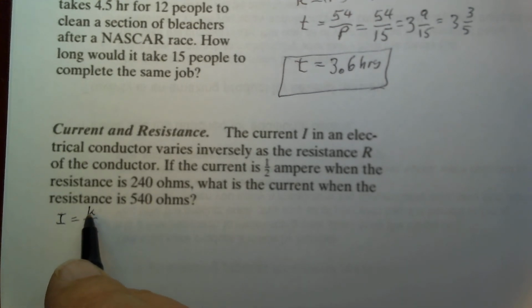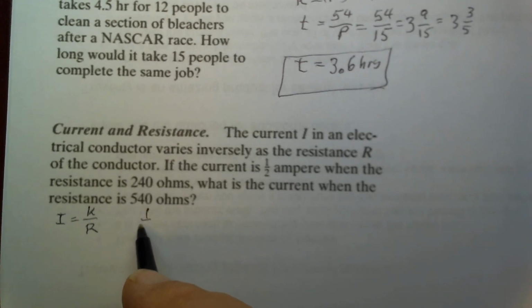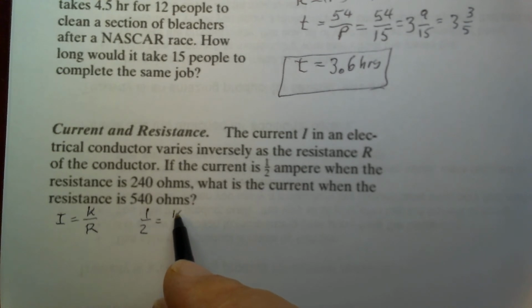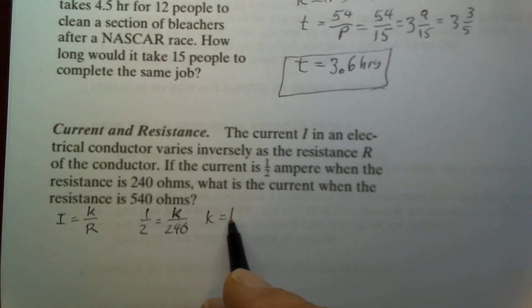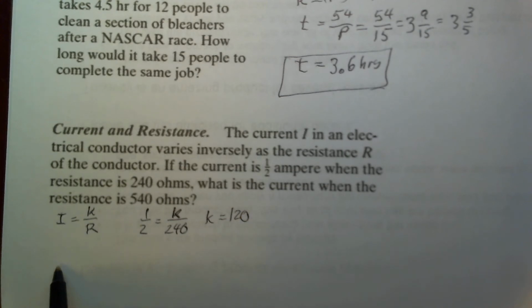So we need to find the constant of variation. We are told that 1/2 ampere for the current is equal to K divided by the resistance of 240. So we solve this equation for K by multiplying both sides by 240. And so 240 times 1/2 is equal to 120. So our equation of variation is I equals 120 divided by R.